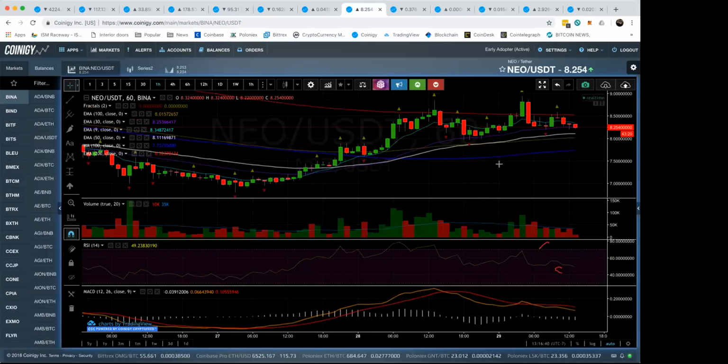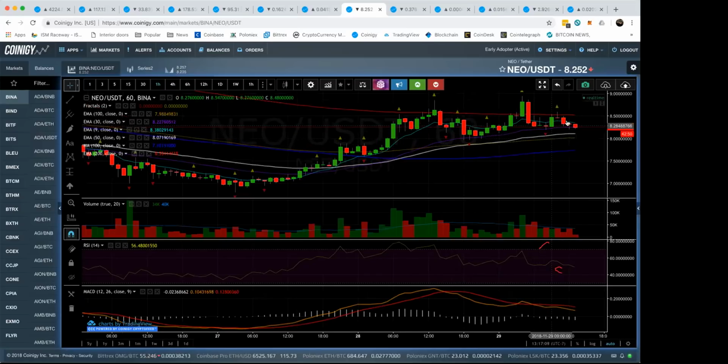NEO has been battling with the 200 EMA for a couple of days now. As you can see here, it has not been able to successfully close above. Here we closed the candle, opened a bearish candle but quickly dropped below, and then the next candle opened up here and just continued to keep the price action below the 200 EMA. It's currently sitting on the 30 EMA as support.